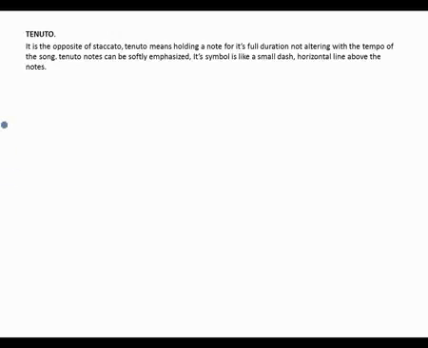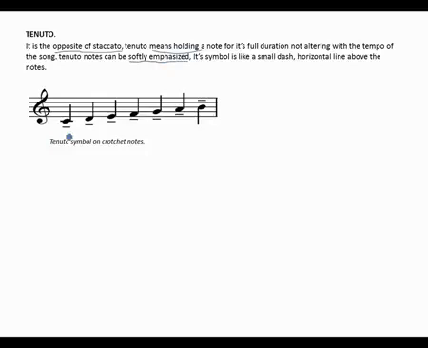Tenuto. It is the opposite of staccato, meaning holding a note for its full duration, not altering with the tempo of the song. This means notes can be softly emphasized as well. Each symbol is like a small dash, a horizontal line above the notes or below the notes, depending on which side the note is facing. This is the symbol, a horizontal line.